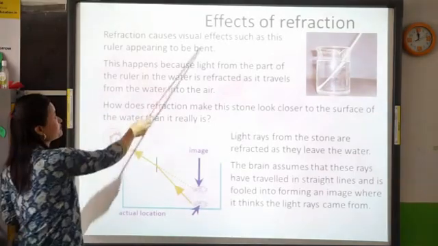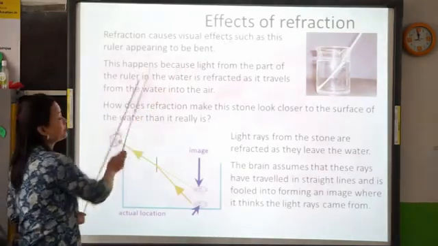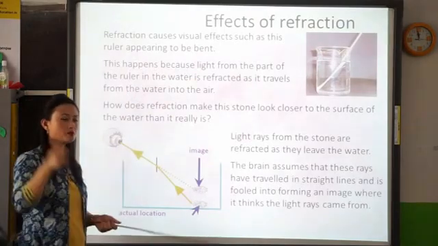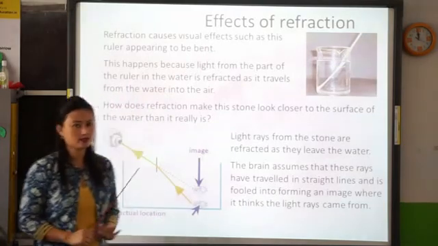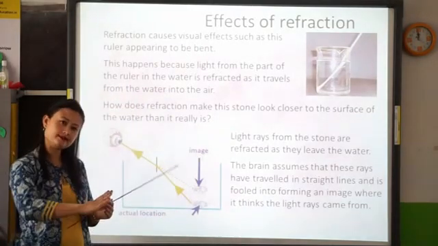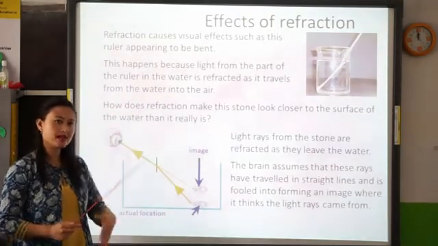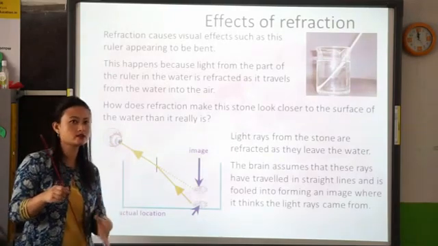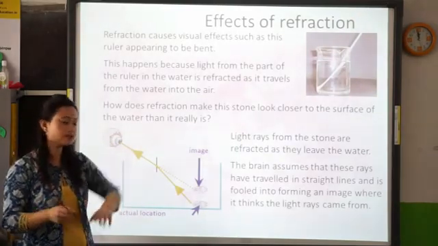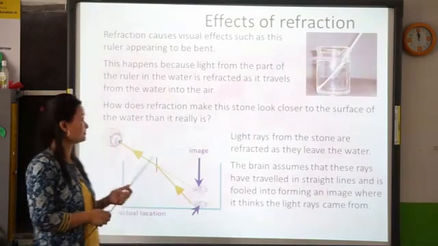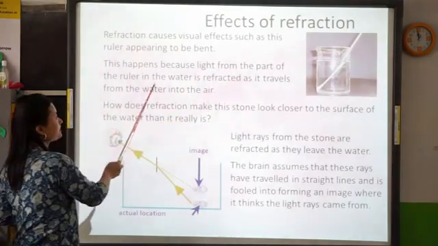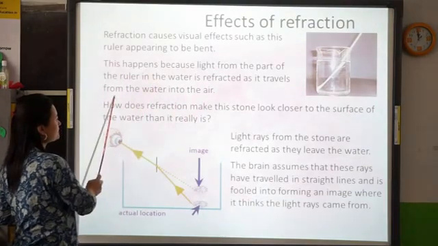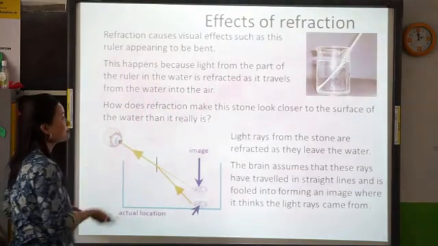Refraction causes visual effects such as a ruler appearing to be bent. So when you put a ruler in a transparent glass of water and see it from outside, what do you see? It seems to be bent, isn't it? The ruler seems to be bent, but actually it's straight. It's not actually bent, but looks like it's bent. It's because of refraction. This happens because light from the part of the ruler in the water is refracted as it travels from the water into the air.